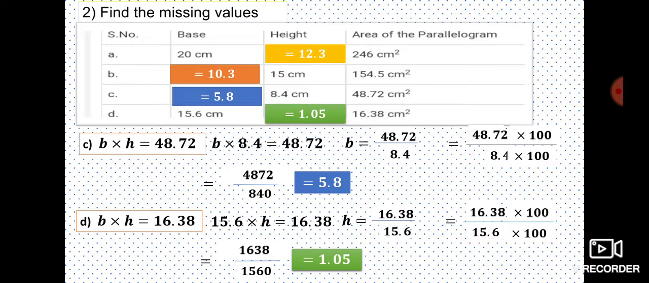So we studied today area of parallelogram. The equation is b into h.